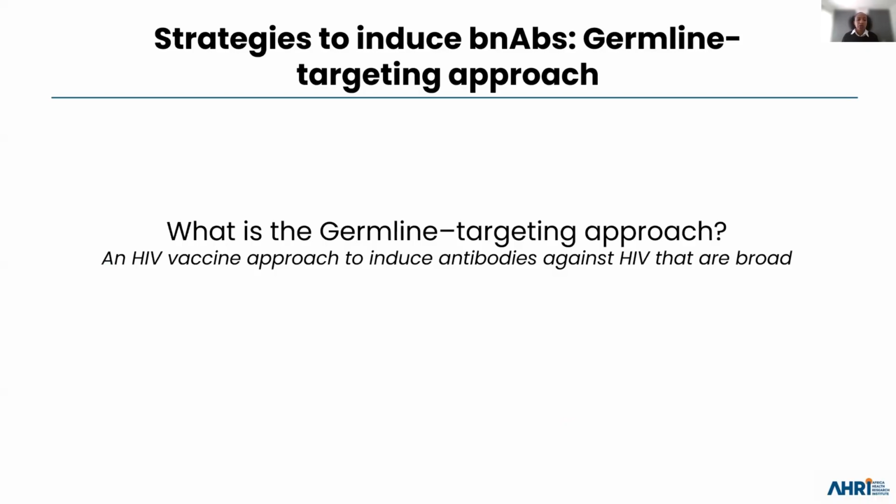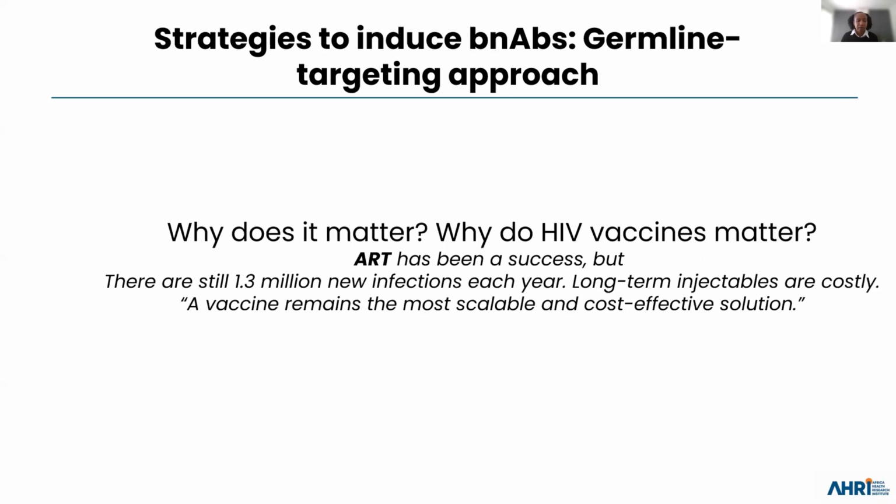Okay. So the first question that I would like to answer is what is the germline targeting approach? In a nutshell, this is an HIV vaccine approach to induce antibodies against HIV that are broad, meaning antibodies that can neutralize many strains of HIV. And then why is this important, or why does it matter? Why do HIV vaccines matter anyway? I think the short answer is because we still don't have an HIV cure.